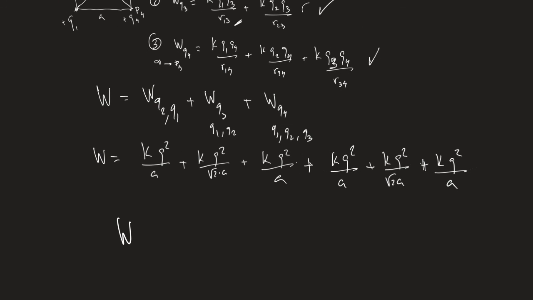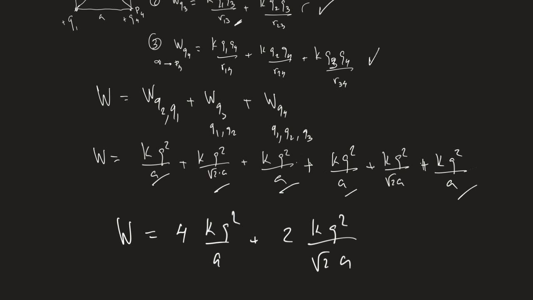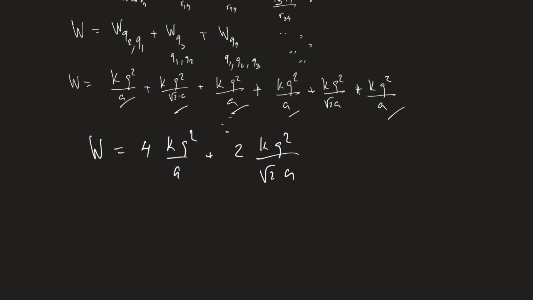Let's sum it. I see 1, 2, 3, 4: 4 times K Q squared divided by A, plus 1 and 2, plus 2 times K Q squared divided by the square root of 2 times A. And this is the equation, this is the work. Let's put it like this: K Q squared times 4 divided by A, plus 1 divided by the square root of 2 times A.